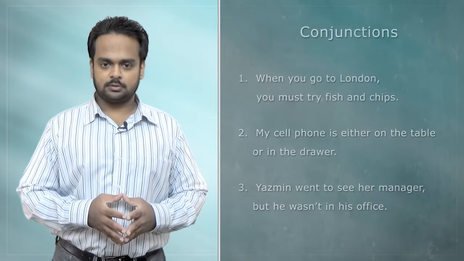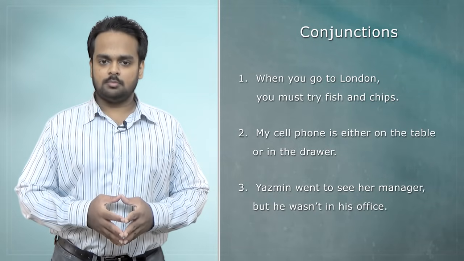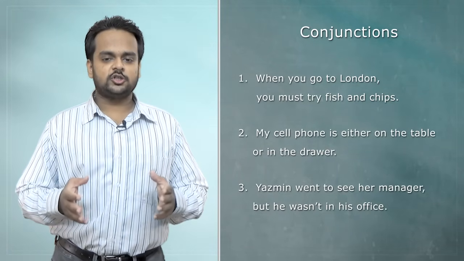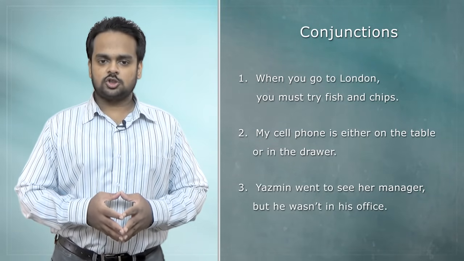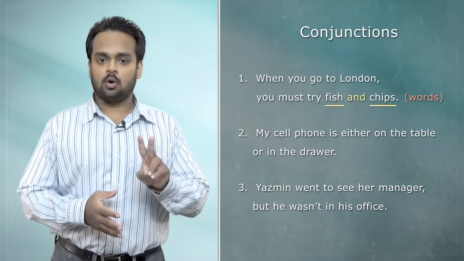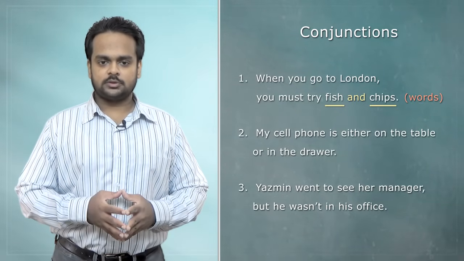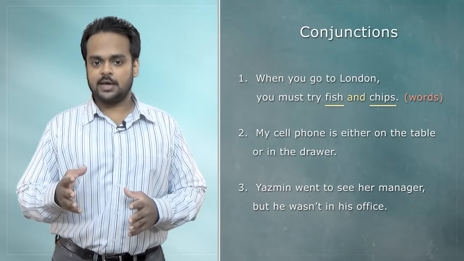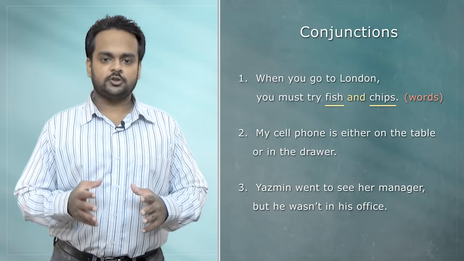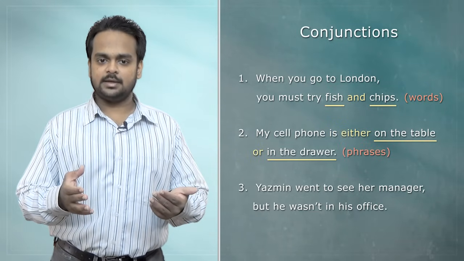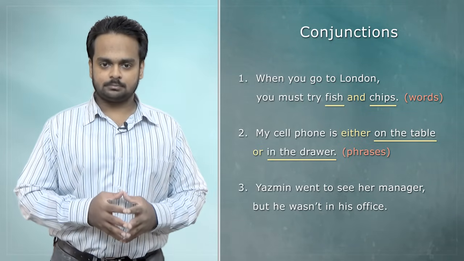Look at these examples. In number one, when you go to London, you must try fish and chips. Fish and chips is a popular food in the UK. So here the conjunction and connects two words, fish and chips. In the next sentence, my cell phone is either on the table or in the drawer. The conjunction is the combination of either or, and it connects two phrases, on the table and in the drawer.